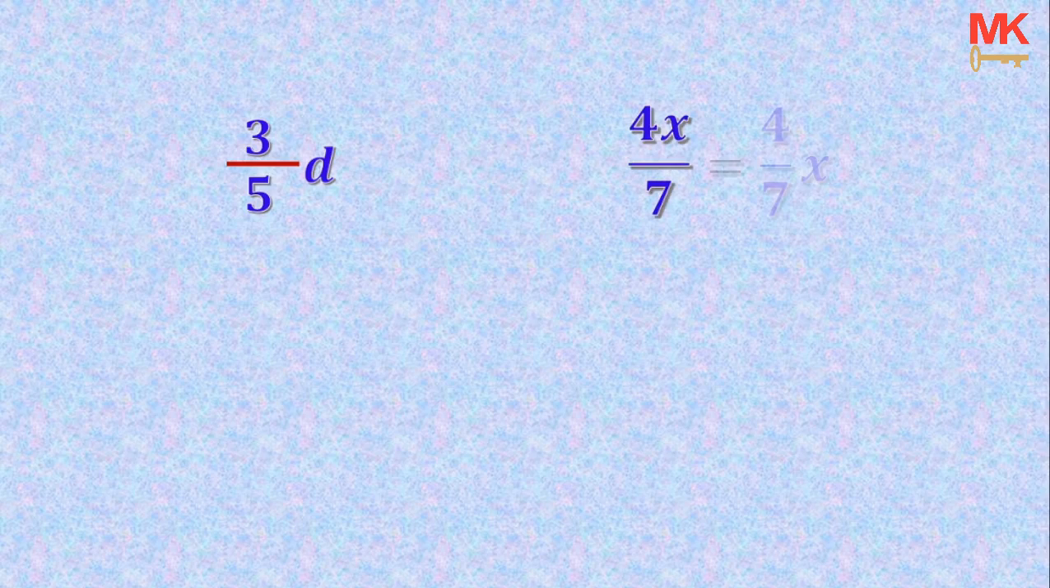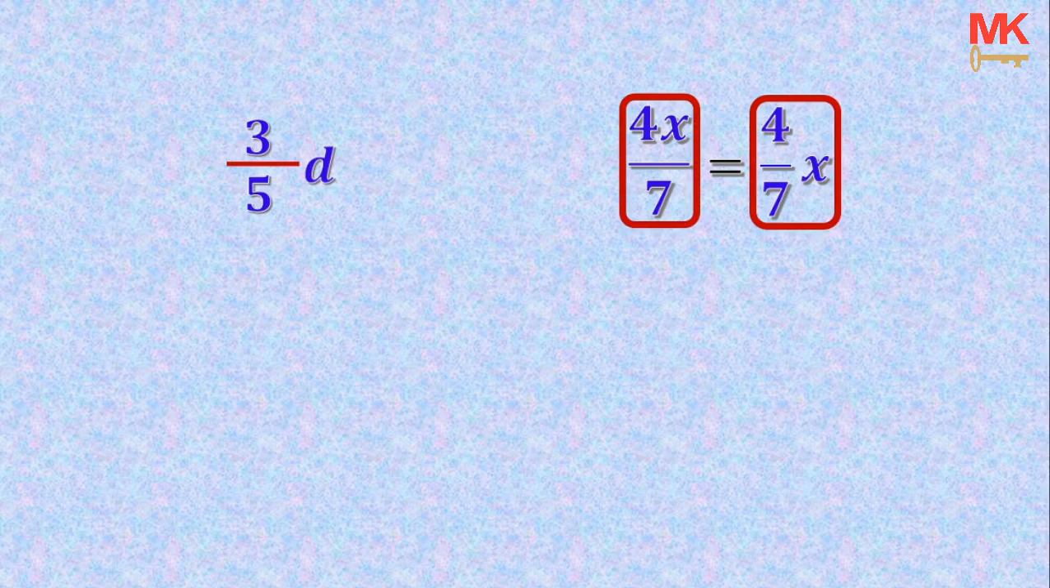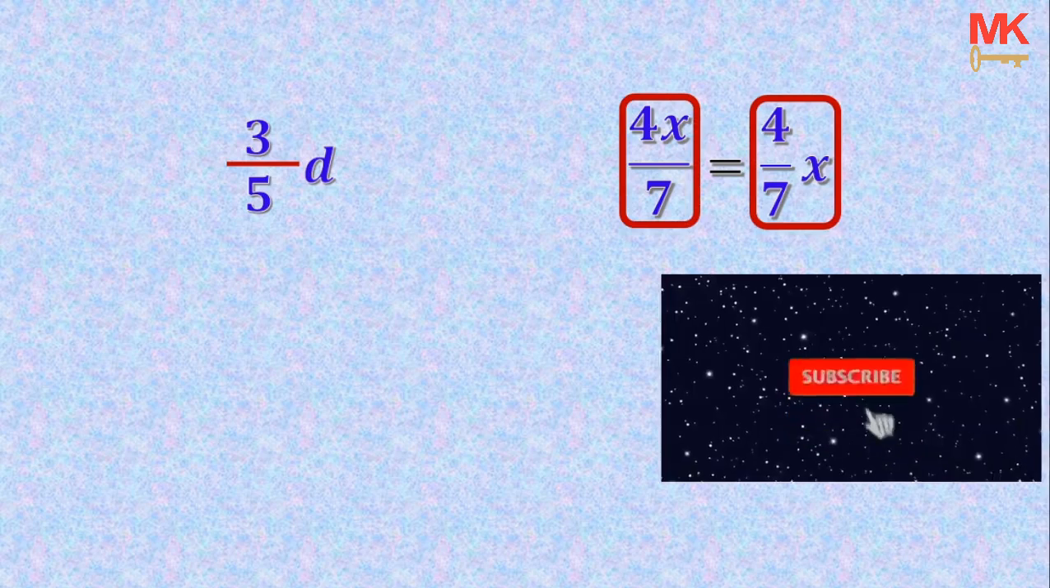Alright, suppose we have the fraction 3d over 5. This particular fraction can also be written as 3 over 5d, with the d exactly on the same level as the line of division. So if we have another fraction, say 4x over 7, we can rewrite this fraction as 4 over 7x. Both of them mean exactly the same thing.